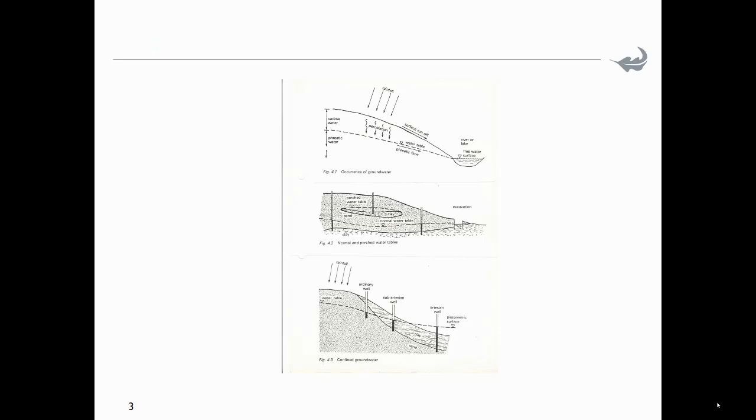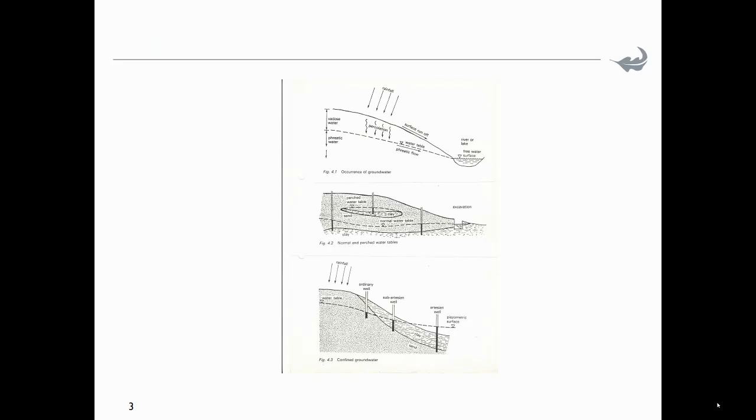In the middle part, you can have a perched water table, which can occur where lenses of impermeable material are present in a profile, for instance a clay lens in a gravel horizon. Then in the bottom picture, groundwater can also be confined under pressure, in a sub-artesian or artesian condition, if an impermeable layer is overlying the water-bearing layer.